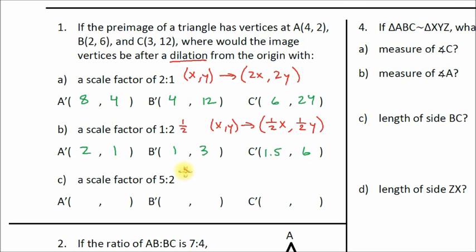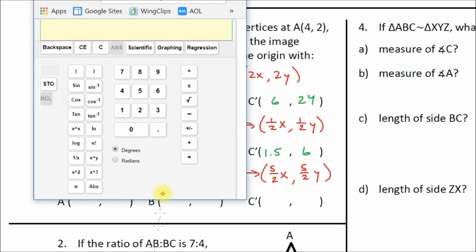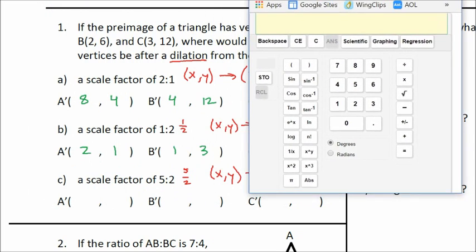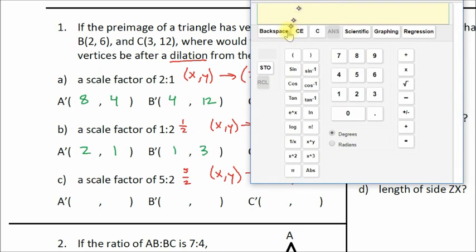Well, that is a fraction of 5 over 2. So our transformation notation is going to be 5 over 2 times x, 5 over 2 times y. Let's do the first one together so you can see this with a calculator. So we can take a look.